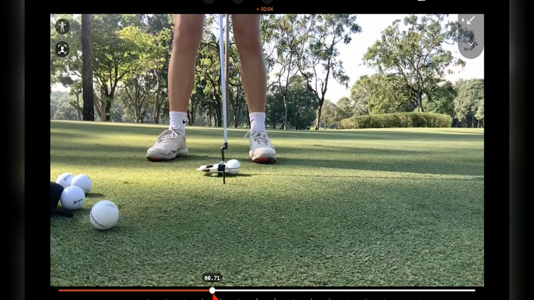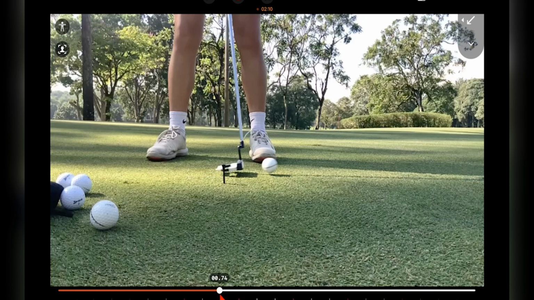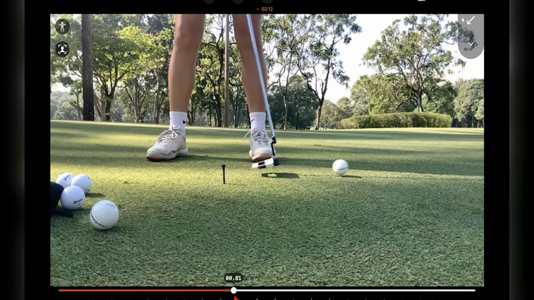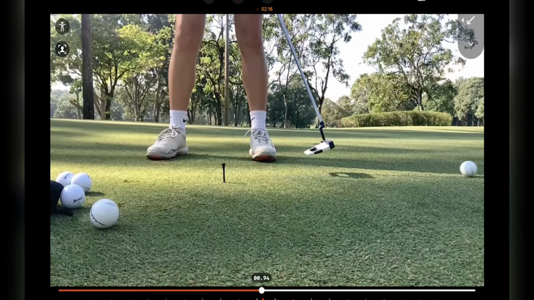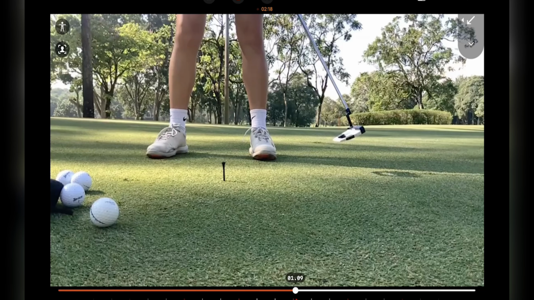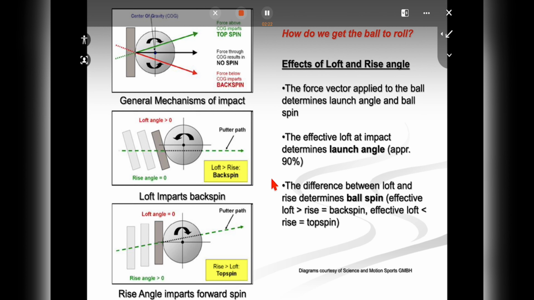Now, even though the ball is struck very low on the face here, the loft is going to override that, say, potentially overspin strike. And I'll explain that a little bit more in the next slide. So this is taken from Science in Motion, and I first learned this from Phil Kenyon. And it's just having the understanding of loft versus rise.